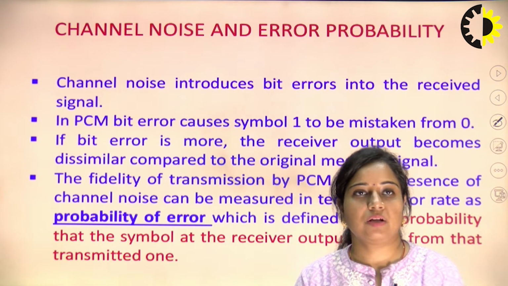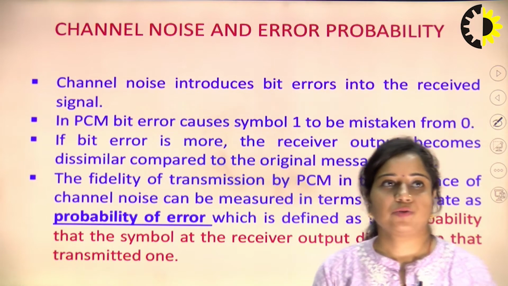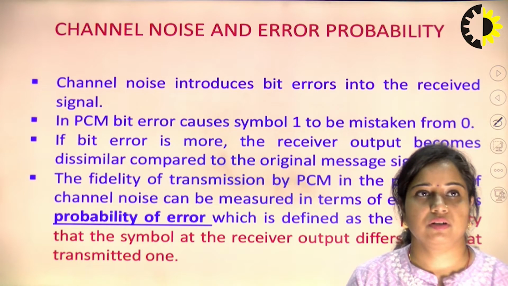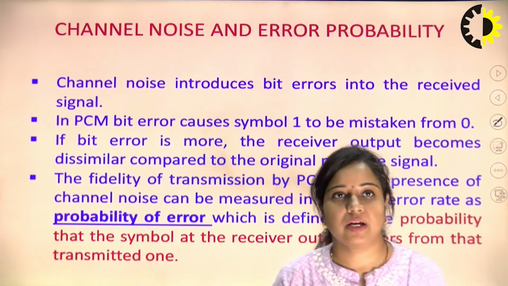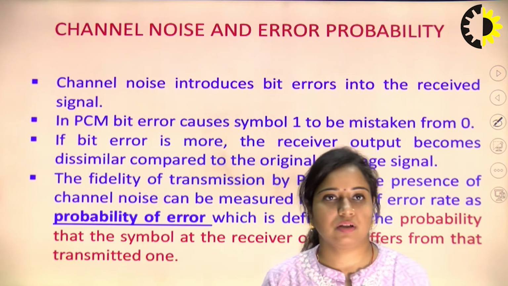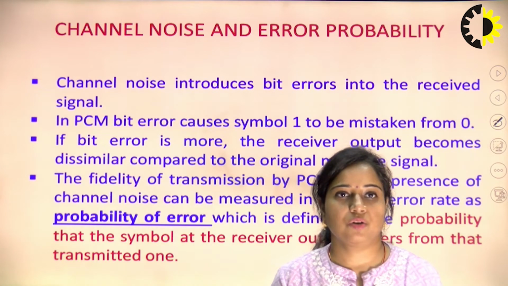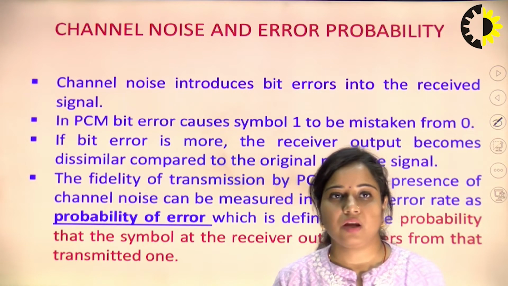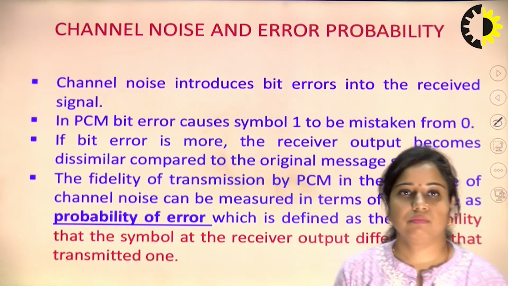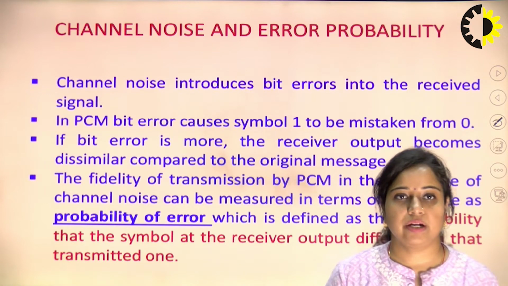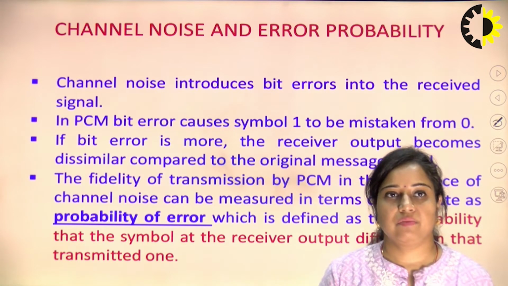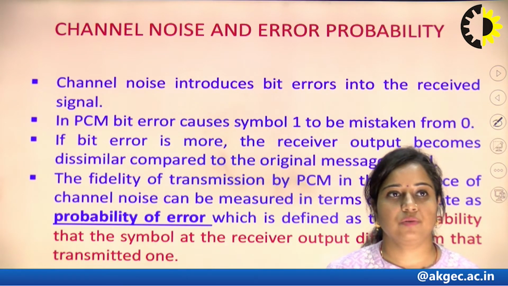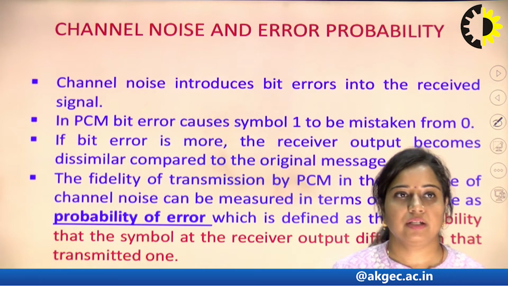Now, next is channel noise and error probability. Channel noise introduces bit errors into the received signal. Let us say 1 is present and we mistakenly detect that 0 is there. That is a bit error. There is also a term called bit error rate. For example, 10 bits have been transmitted and 2 bits have an error, so the bit error rate will be 2 upon 10.